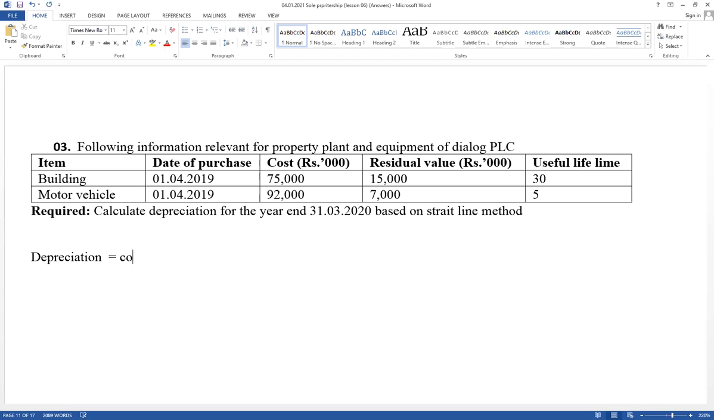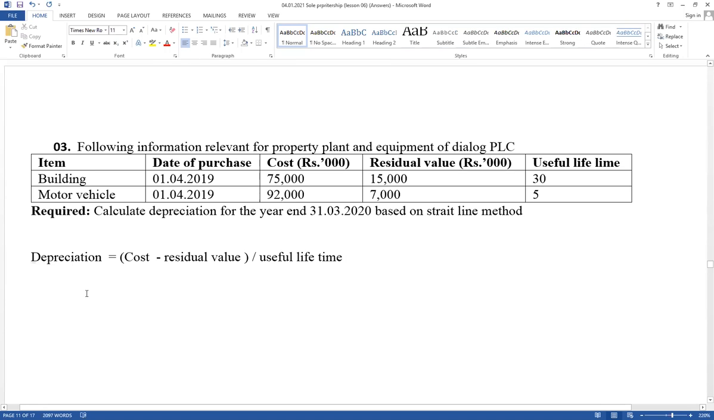cost minus residual value divided by useful lifetime. Useful lifetime is given, not a percentage; cost and residual value are given. Therefore, the first equation should be applied. They ask straight line methods.